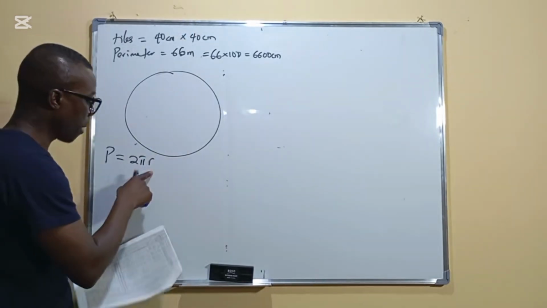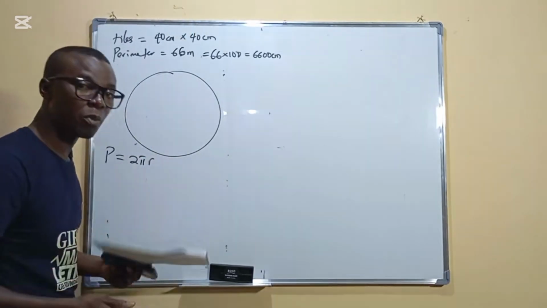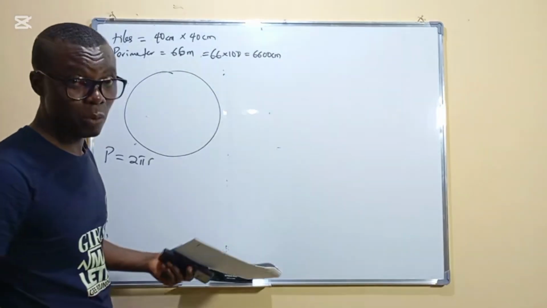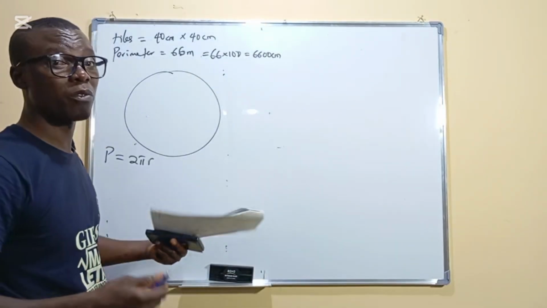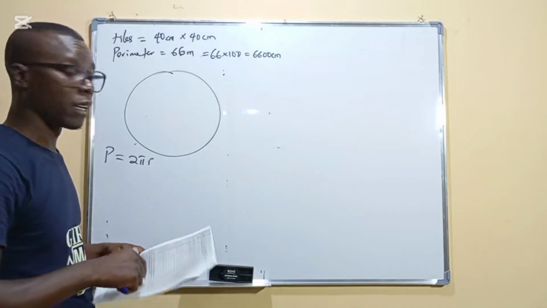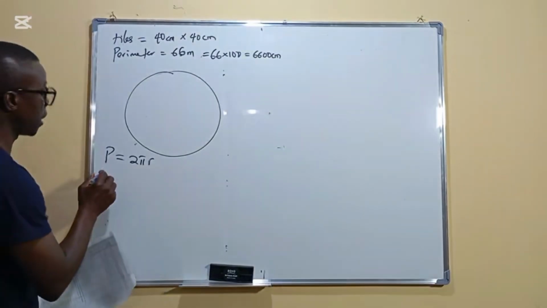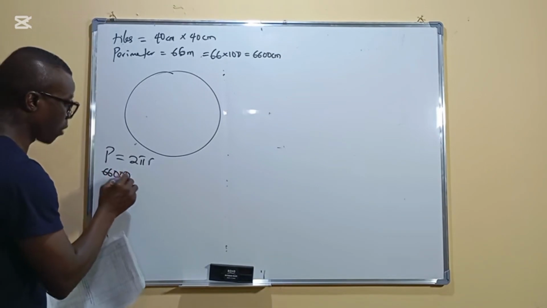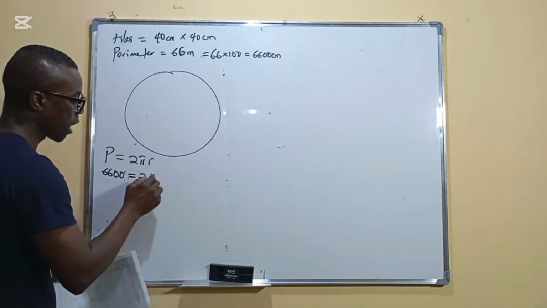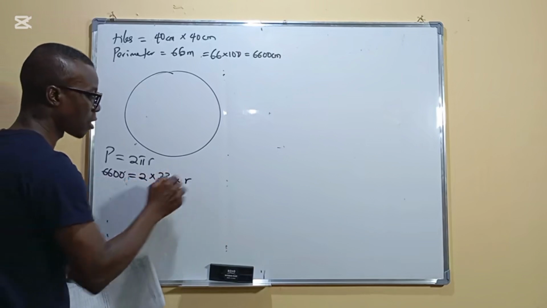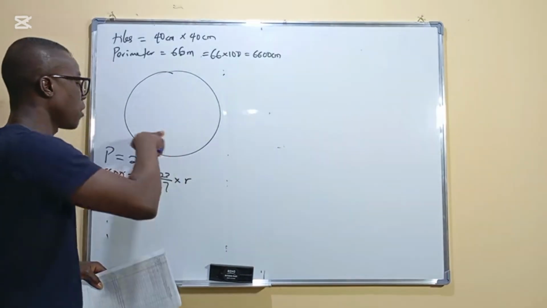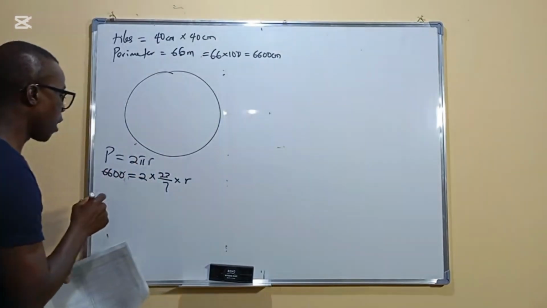The perimeter is equal to 2 pi r, and then they said take pi to be equal to 22/7. Some students might use pi to be equal to 3.142, but you're not following the instructions. So 6600 equals 2 times 22/7 times r. I'm trying to find the radius. Once I find the radius, I'll be able to find the area of this circular floor.